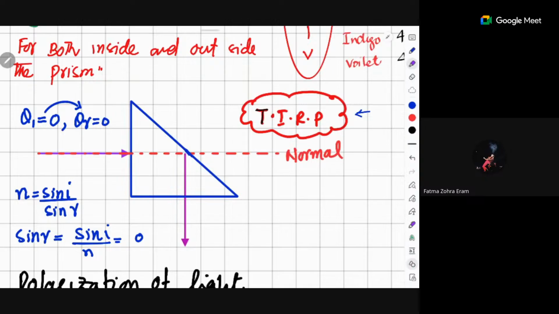Look, what does it mean for the angle to be 0? The light will remain on the same path. It will not bend. It will not deviate. You got it? Yes, sir.